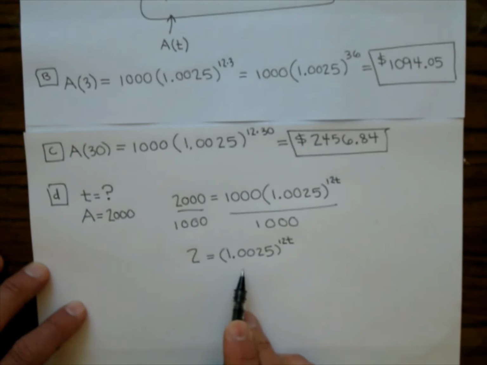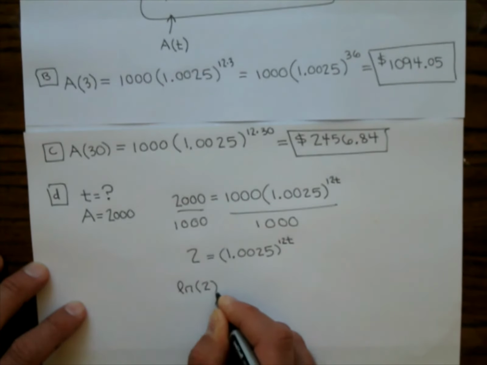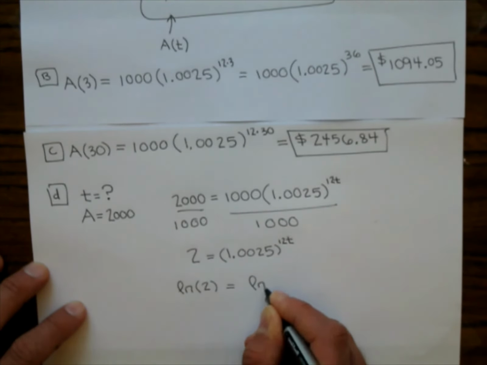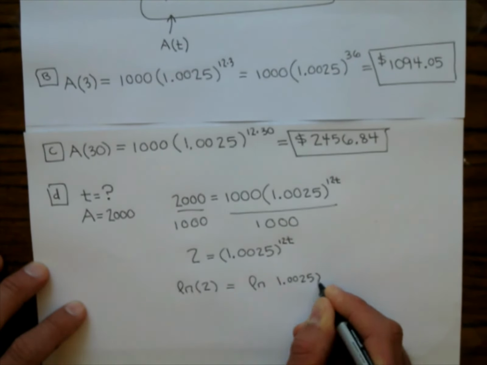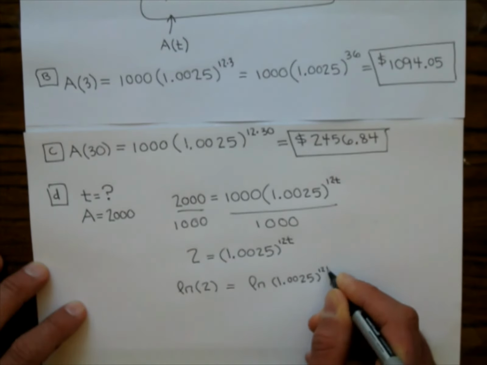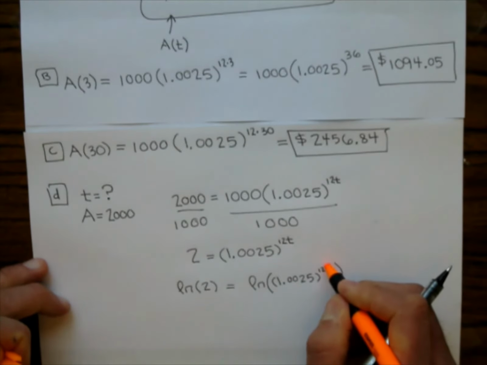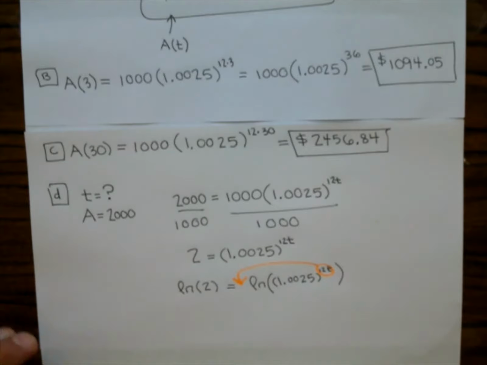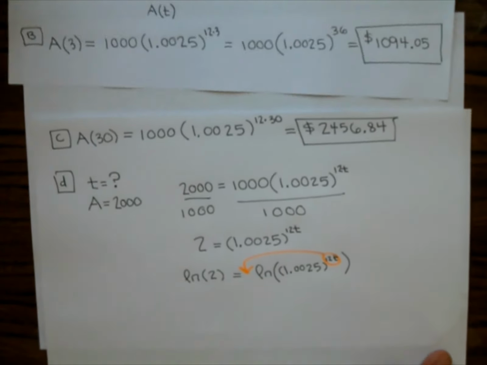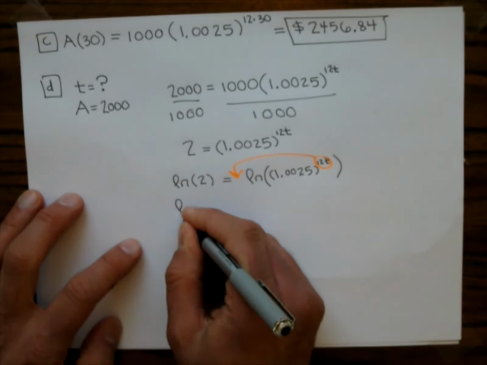This is a type 2 exponential equation. I can't get a common base, so I'm going to ln both sides. The reason I ln both sides is so this guy right here can jump out front using the power rule of logarithms.